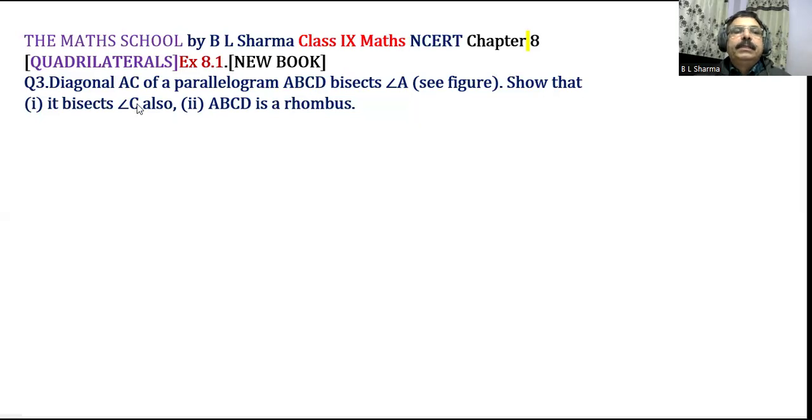Prove that diagonal AC of a parallelogram ABCD bisects angle A. In the figure is given, show that it bisects angle C also, and ABCD is a rhombus. Though the diagram is given in the question, I'm drawing it again to let you understand what kind of diagram this is.